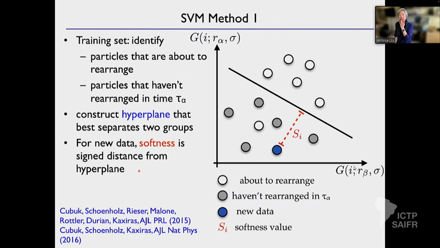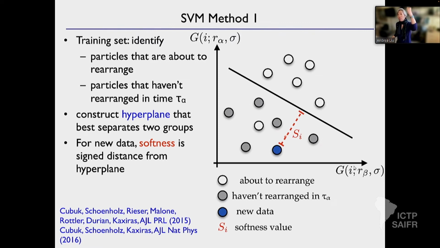Okay, so that's how you quantify a rearrangement. There are many different ways of quantifying your rearrangements. But now the idea is you've got your hyperplane that separates the rearranging ones from ones that haven't rearranged for a long time.